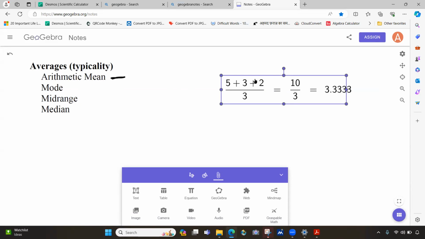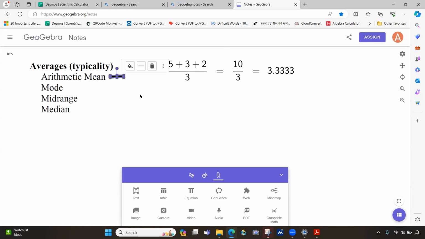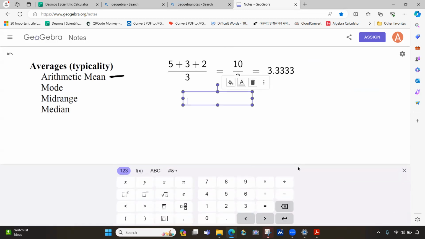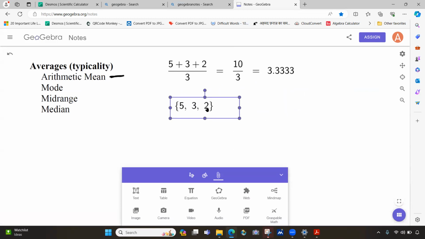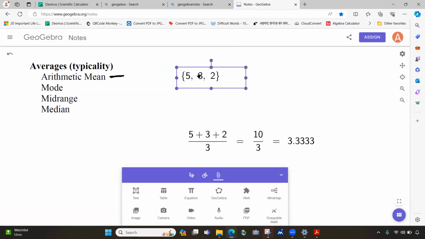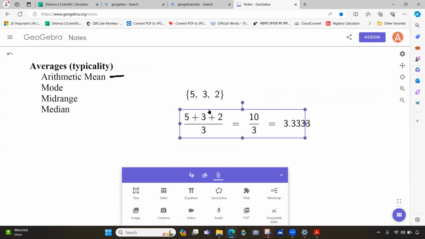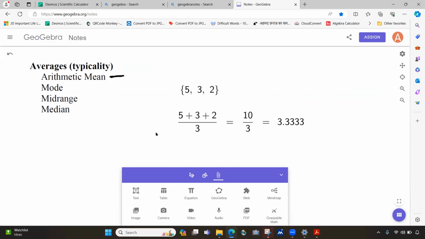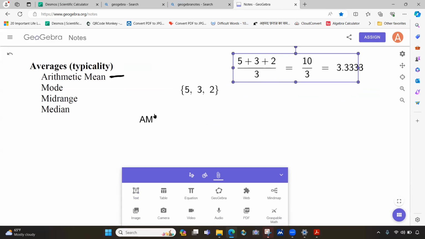So this is not the only way we can find typicality. Let's say I'm still talking about this set of numbers, 5, 3, and 2. And that's how we find the arithmetic mean. It's called the arithmetic mean. I'm just going to write it down. Fine, no problem.